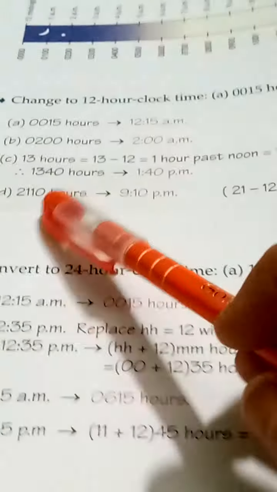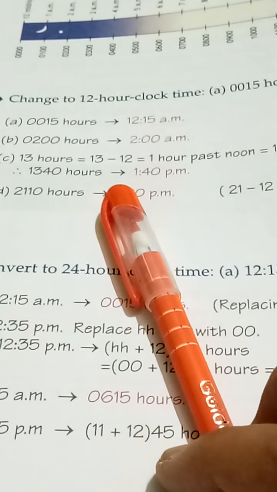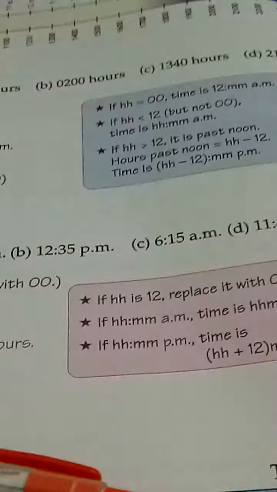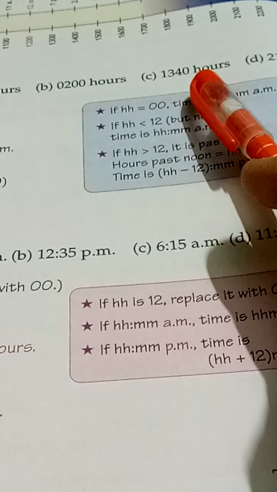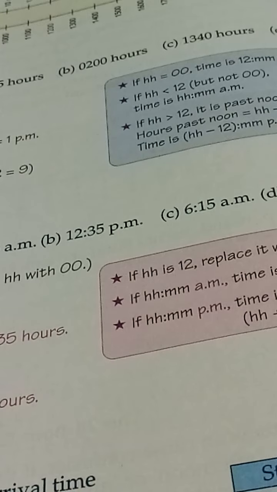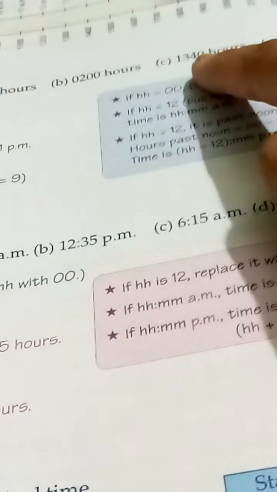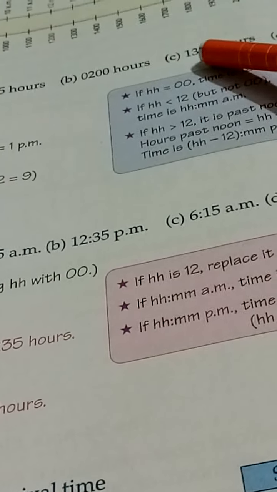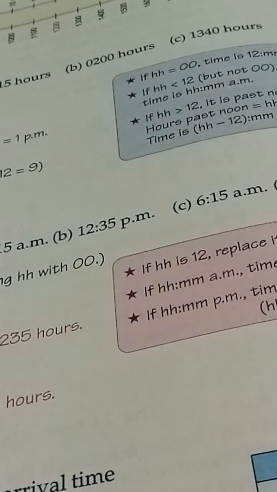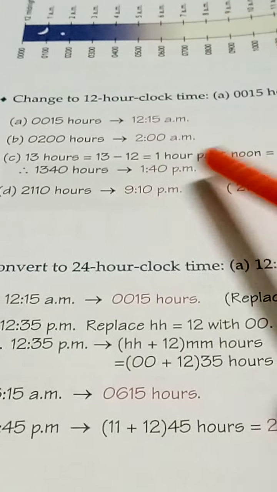Clear? Now next, 13 hours. The question is 13:40 hours. What I told, after 12, 13 will be counted as 1 o'clock in the noon. That means 1 p.m. And the minutes, how many are there? 40. So as it is, we will take the minutes. So 1:40 p.m. will be the answer. Clear? That is only written here.